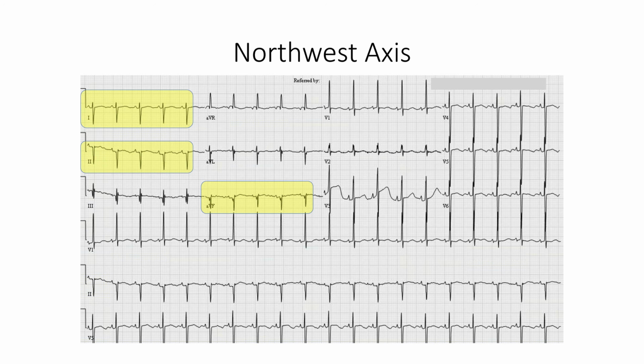You really need an extreme set of circumstances to get a northwest axis. Some of the diagnoses on the differential might include emphysema, hyperkalemia, lead transposition, ventricular pacing, ventricular tachycardia, and pre-excitation. So these are the most likely things that could cause a northwest axis.